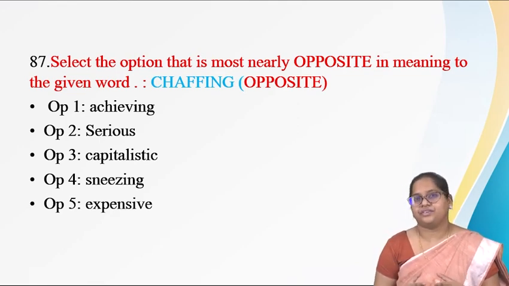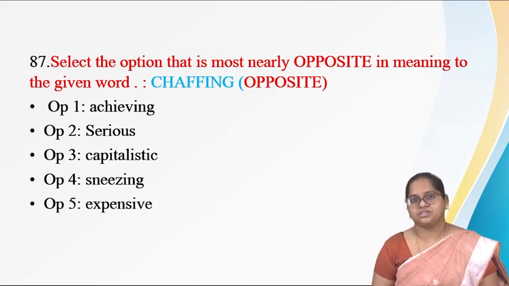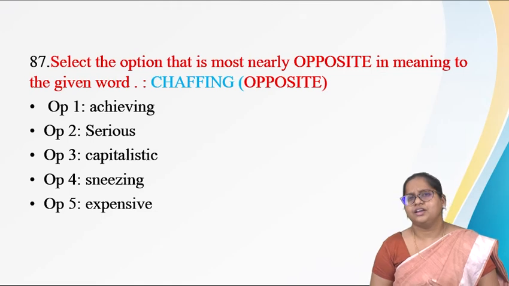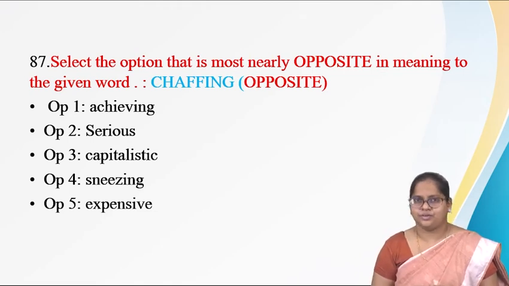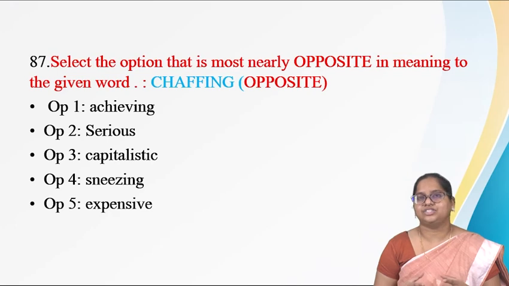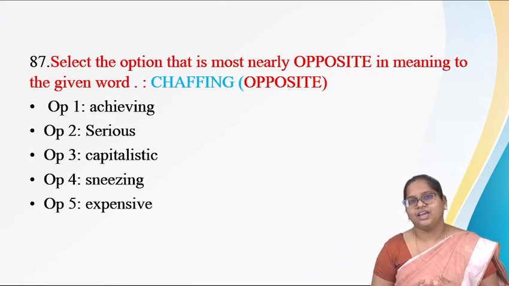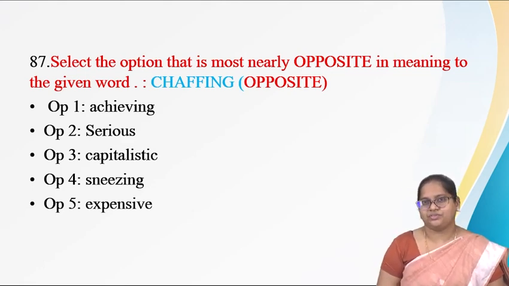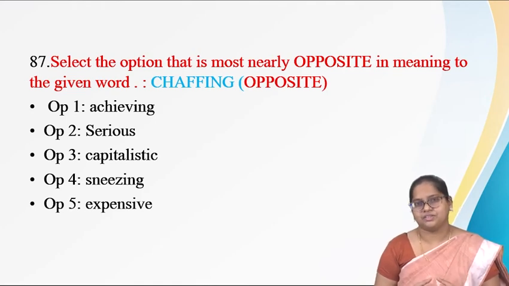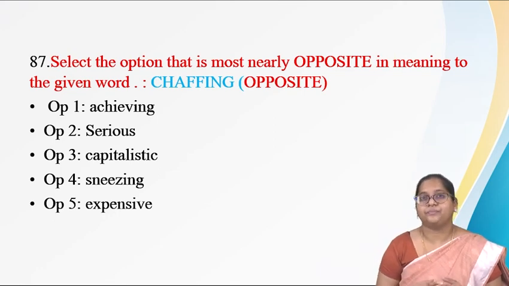Option 2, serious. It is very serious. Option 3, capitalistic. Is it to do with money or economics? No. Option 4, sneezing. You cannot say that, it's a physical, involuntary action. Option 5, expensive. It's nothing to do with expensiveness, nothing to do with any cost. So think about option 2.